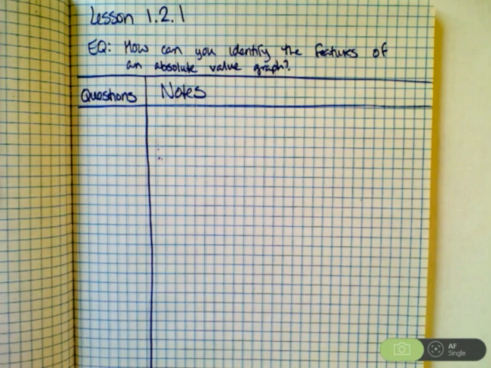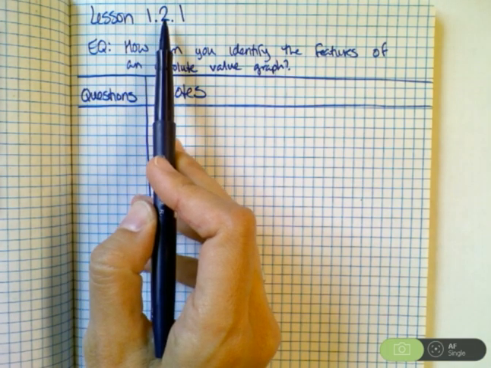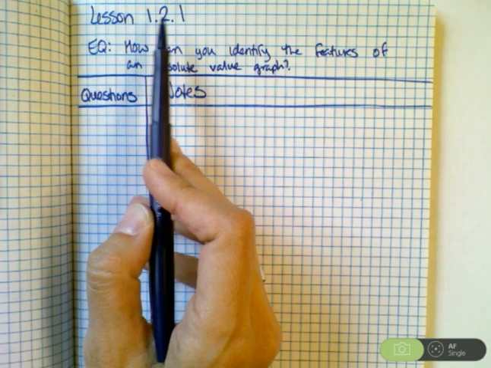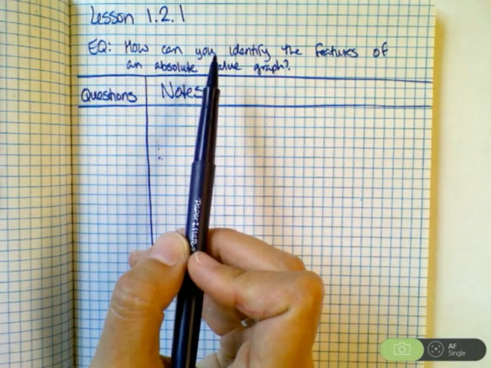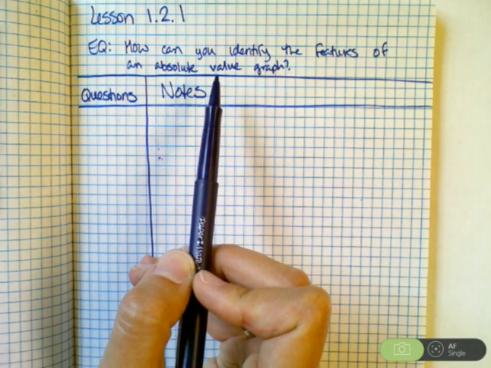Okay, I'm back. Okay, so we are on lesson 1.2.1. The 1 just means the unit. The 2 is within the book, it's broken into modules, and then 1. So 1.2.1, essential question: how can you identify the features of an absolute value graph?